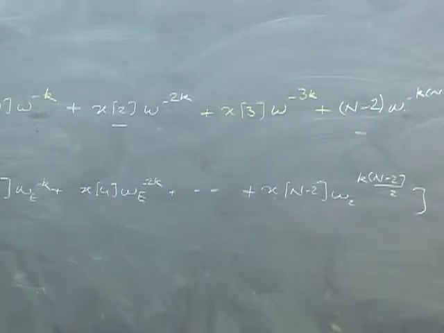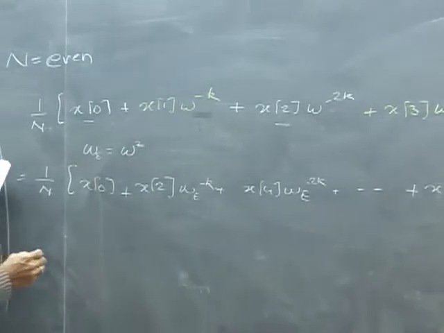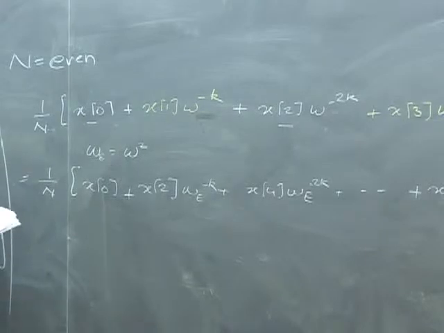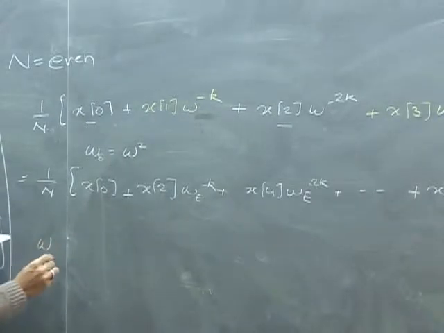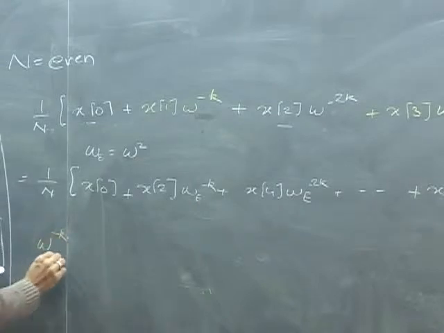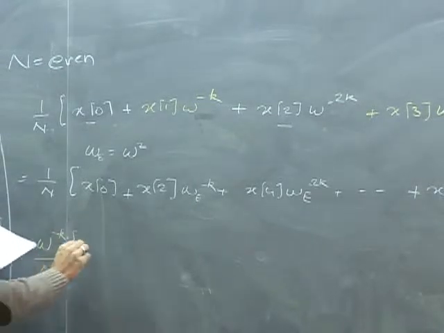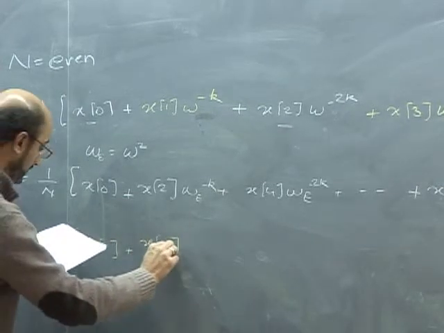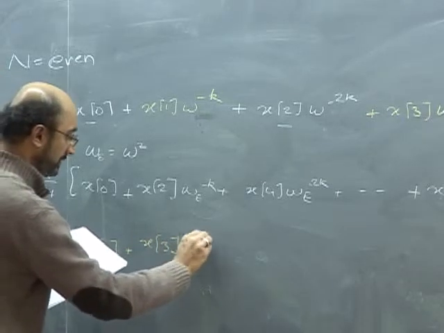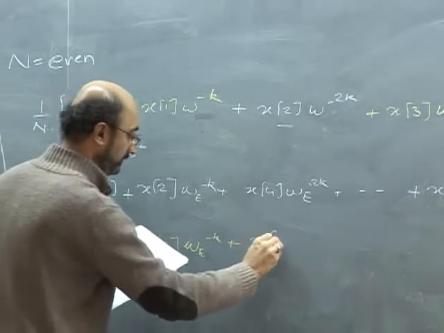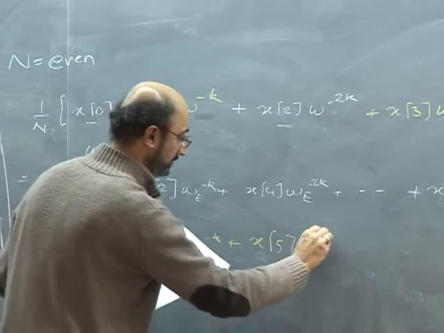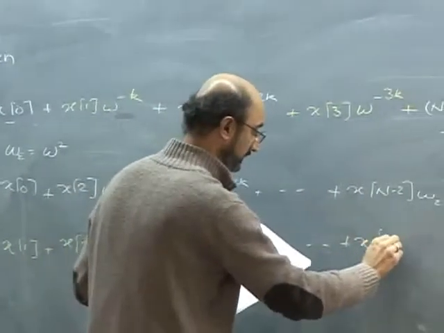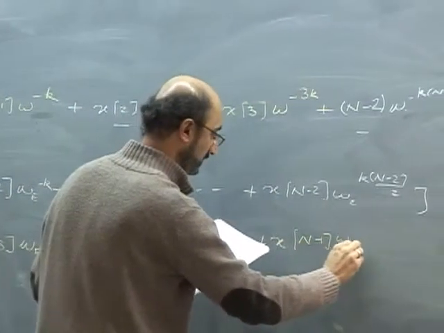And then the yellow terms I can rewrite in the following way. I'm just going to rewrite this in one step instead of following this over here. It's going to be omega to the minus k over n times x1 plus x3 omega e to the minus k plus x5 omega e to the minus 2k plus, up to x n minus 1 omega e to the power k.